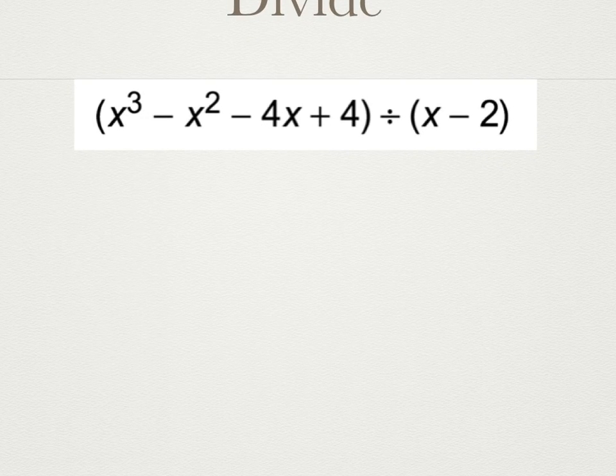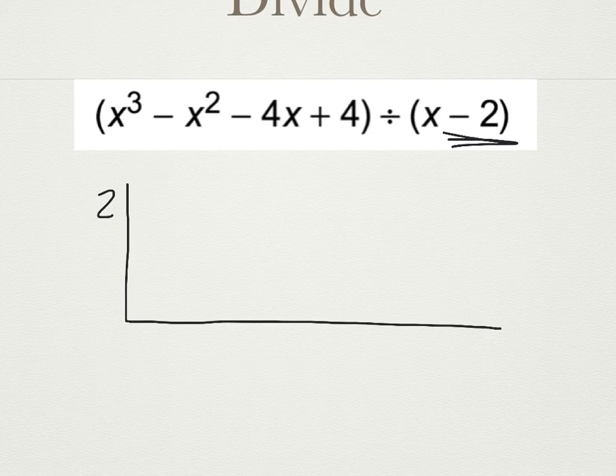What do we do first? Change the sign of what? We change negative 2 to a positive 2. We put that on the outside. And what's going to go inside? 1, negative 1, because we have this negative, negative 4, and 4. So we're going to drop down our 1 and multiply 1 by 2.